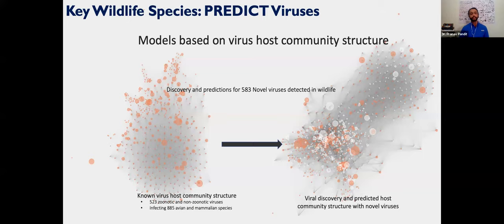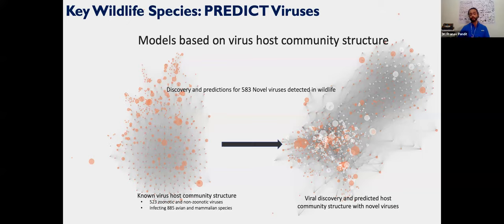So the way we are handling this issue is we're trying to understand the community of viruses and their wildlife hosts. If we just look at the network on the left side, each dot in the network represents a virus. And when two viruses are connected to each other, when they share a wildlife host, it means that both those viruses are found in the same host. So on the left side is a network generated based on the knowledge of all the viruses in wildlife. That's what the structure of their sharing a host looks like.